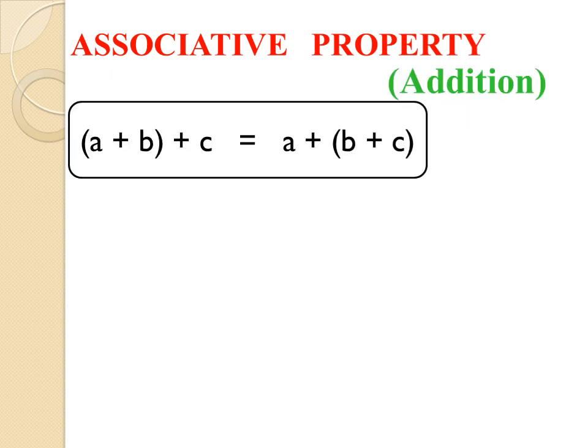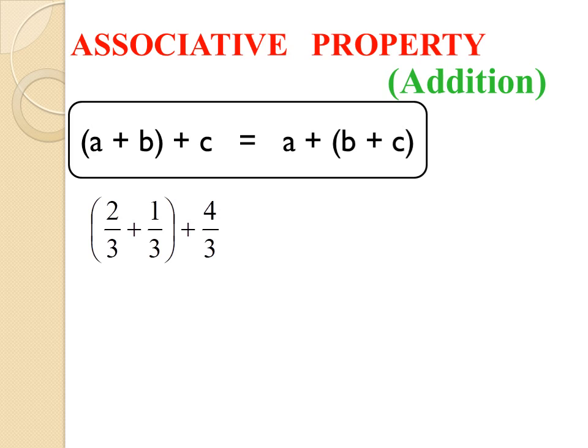So let's check the same associative property for rational numbers. Let's take three numbers. Let's name them as A, B and C. When you add A, B and C in a different grouping, your answer should be the same. If it is same, then the associative property is true.